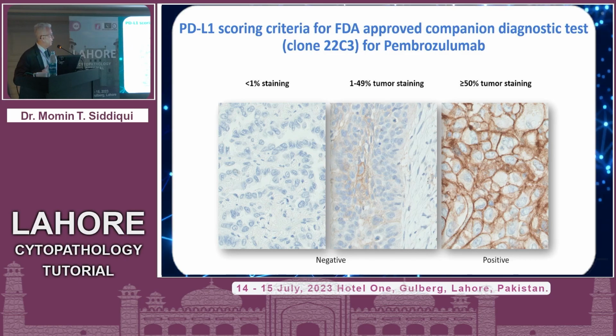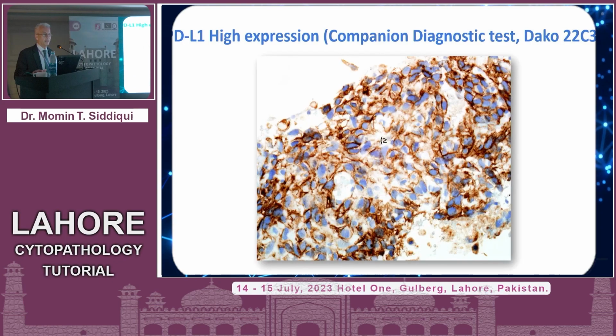The staining should be really nice, sharp, and crisp. Like you can see, at least 50% of the tumor cells should display it. This is low staining, and a low number of staining cells such as 1 to 49% would also be considered negative. So this is the PD-1 scoring criteria for the FDA approved companion diagnostic test. Clone is this for pembrolizumab. So this would be a high expression of PD-L1, and use this as a benchmark. Nice distinct staining, and anything less than this should be disregarded as a negative call.